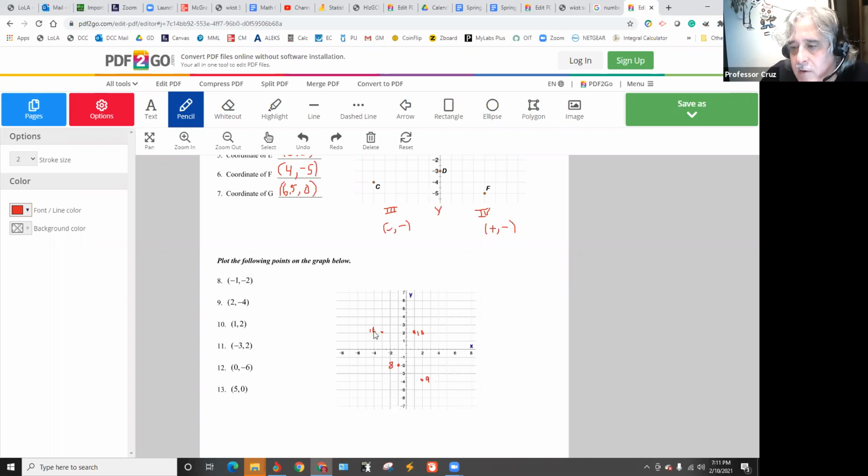Well, it's 11. And then this one is just going to be no movement on the x, but down 6 on the y. And then this one's just going to be movement on the x. So it's 5. All right. Does that seem pretty clear? Yeah.